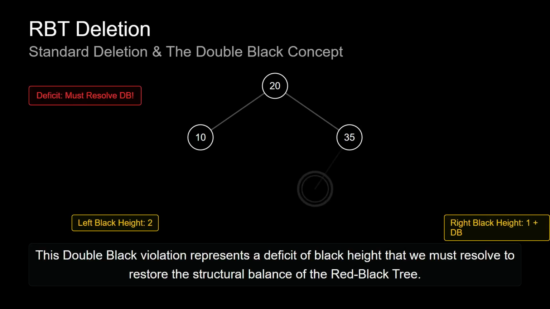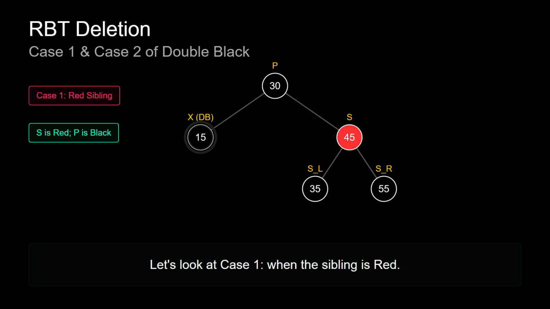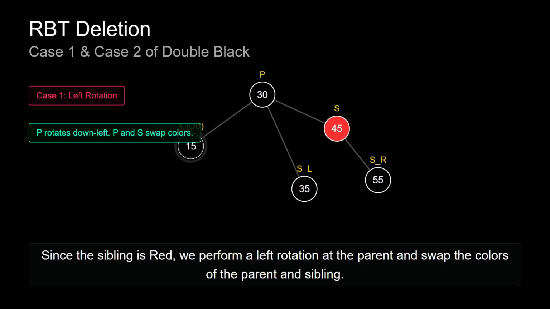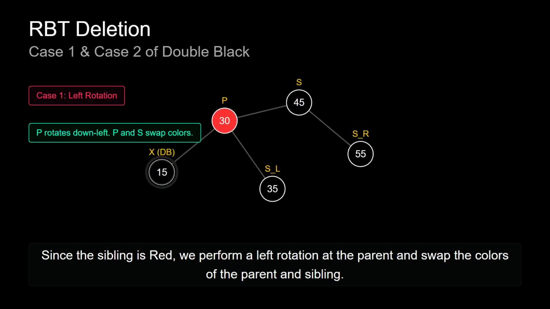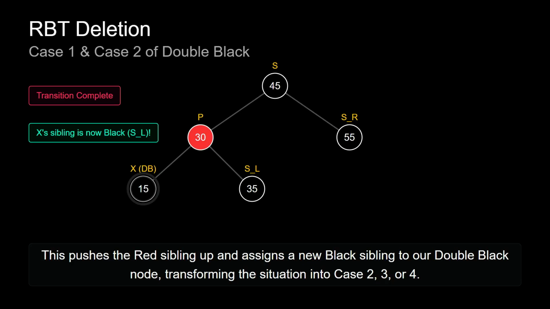This double black violation represents a deficit of black height that we must resolve to restore the structural balance of the red-black tree. To resolve a double black node, we inspect its sibling and the sibling's children. Let's look at case 1, when the sibling is red. Since the sibling is red, we perform a left rotation at the parent and swap the colors of the parent and sibling. This pushes the red sibling up and assigns a new black sibling to our double black node, transforming the situation into case 2, 3, or 4.